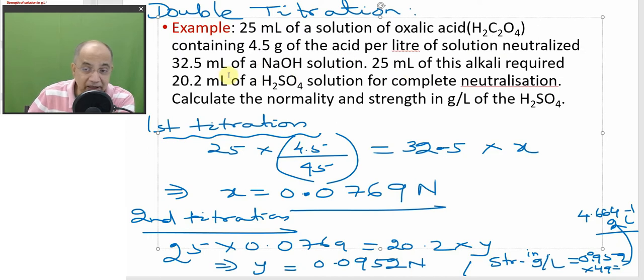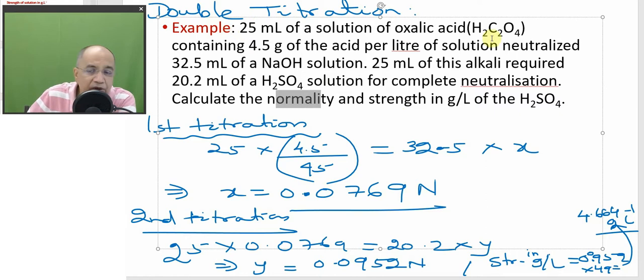Then this standardized alkali, 25 ml of this standardized alkali is taken, and that requires 20.2 ml of a sulfuric acid solution for complete neutralization. Then calculate the normality of this sulfuric acid, as well as its strength in grams per liter. That is, in equivalents per liter and in grams per liter, right? So let us handle the first titration.